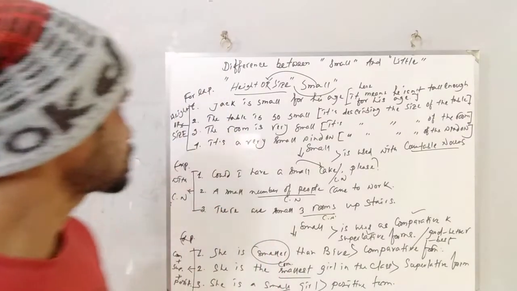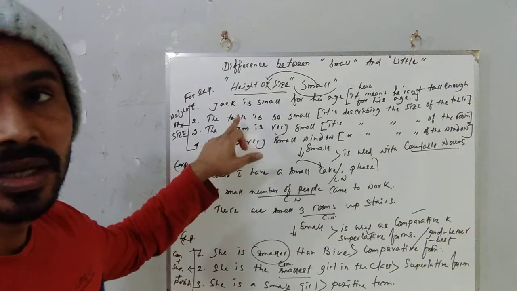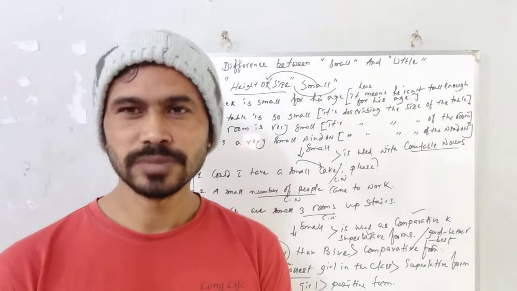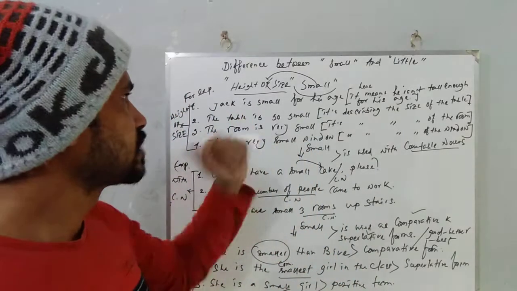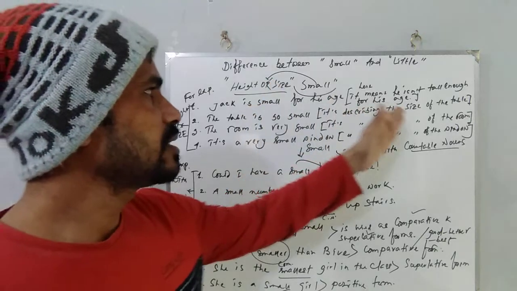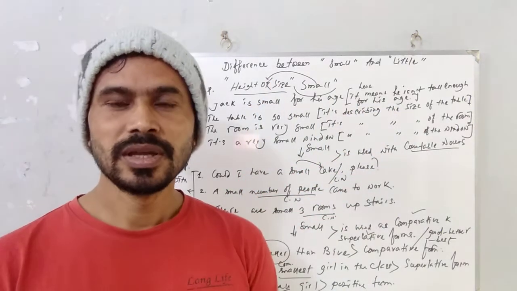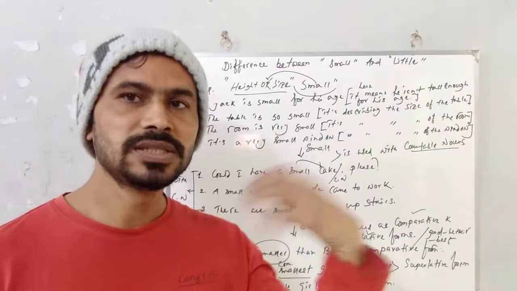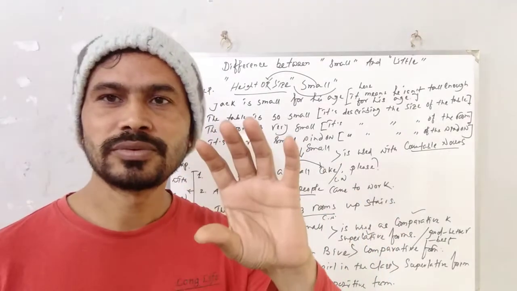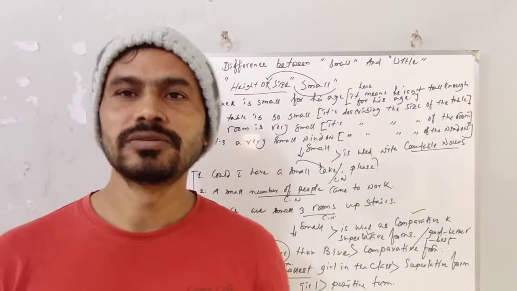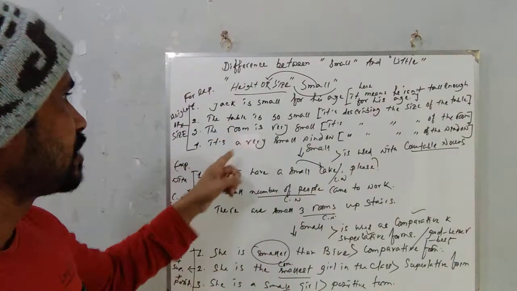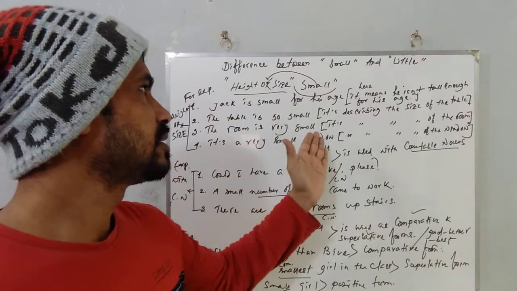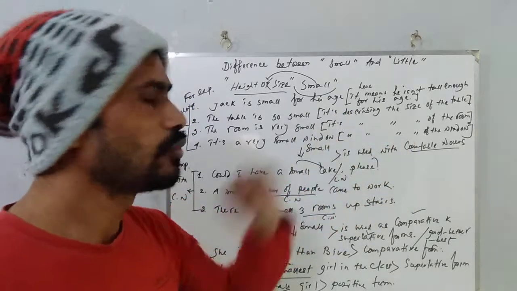Next sentence. The table is so small. Here it means what? It's describing the size of the table. Small is used here for the size of the table. Next sentence. It's a very small window. The same meaning. It's describing the size of the window.